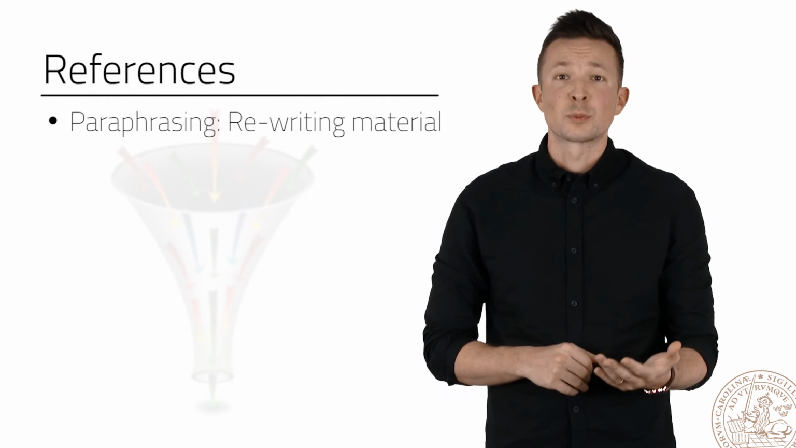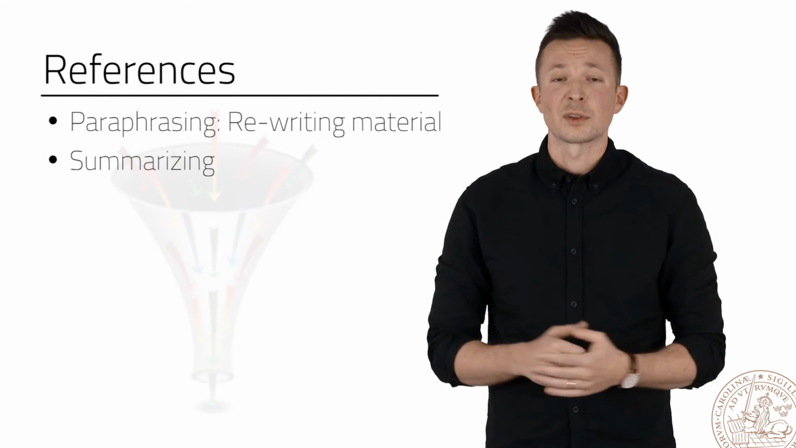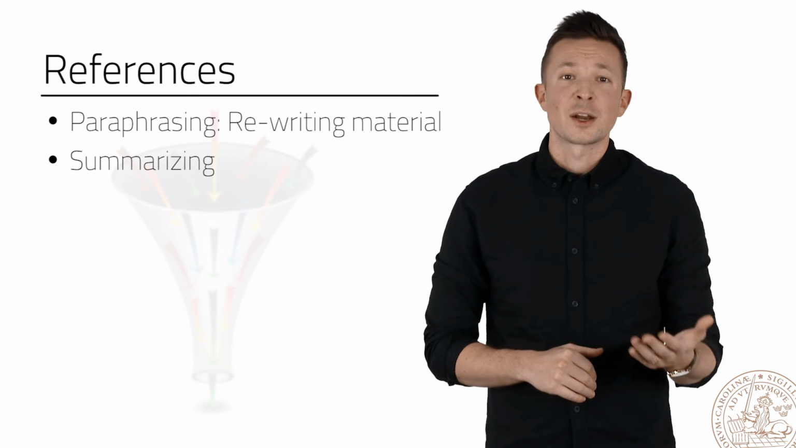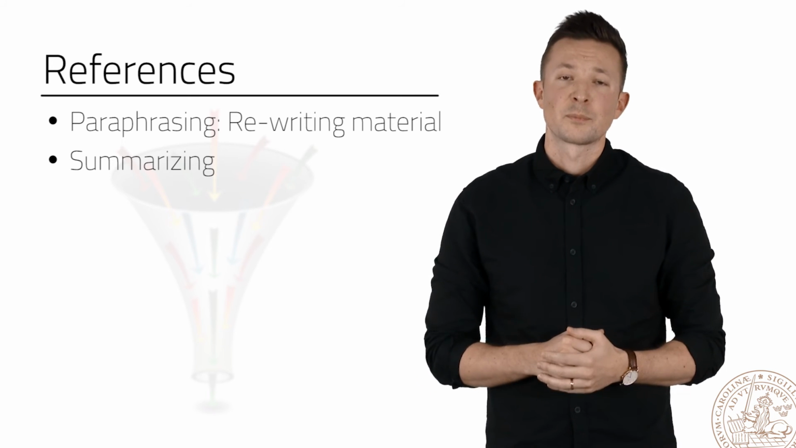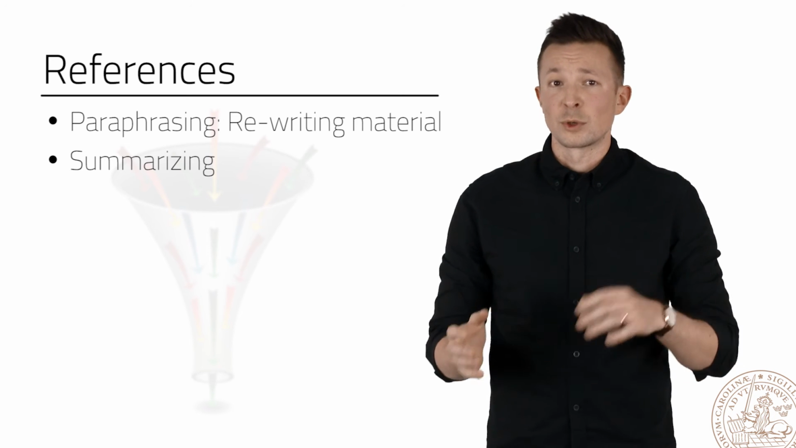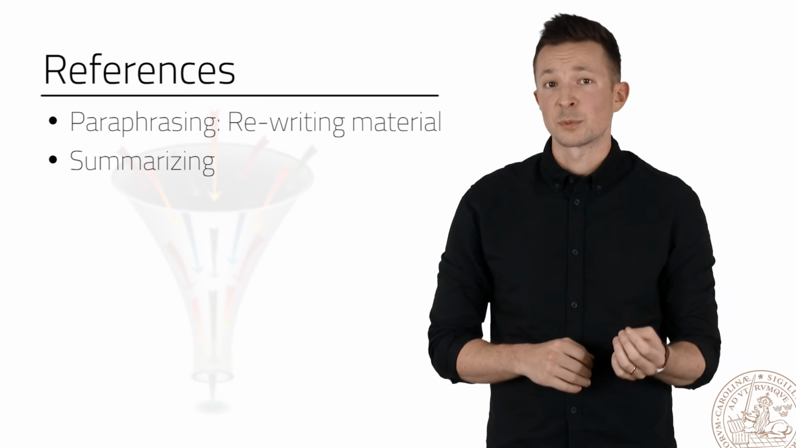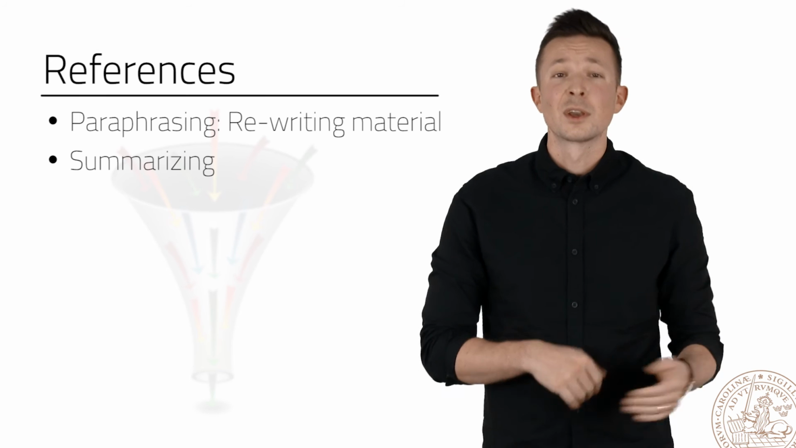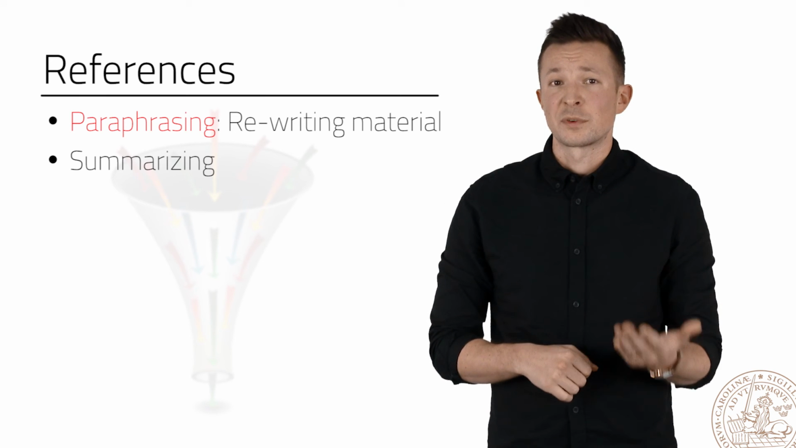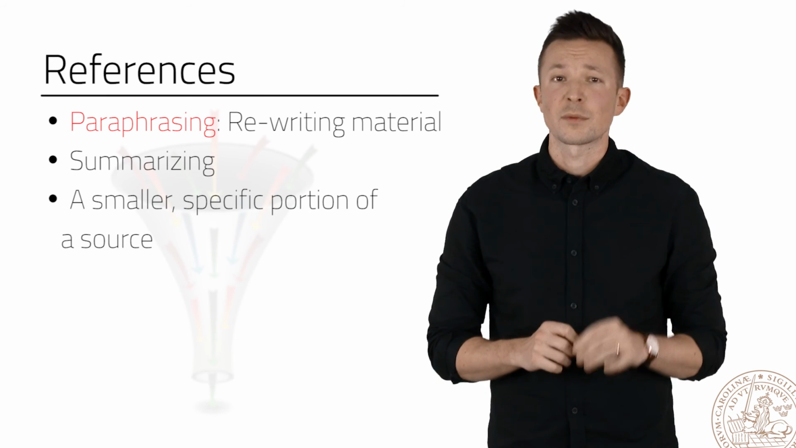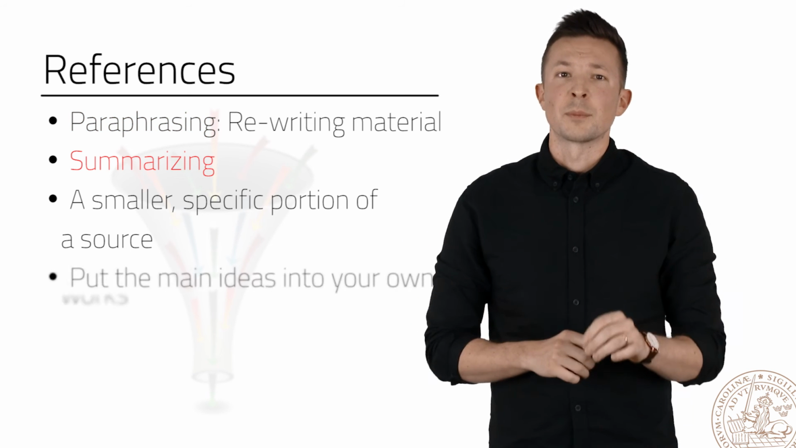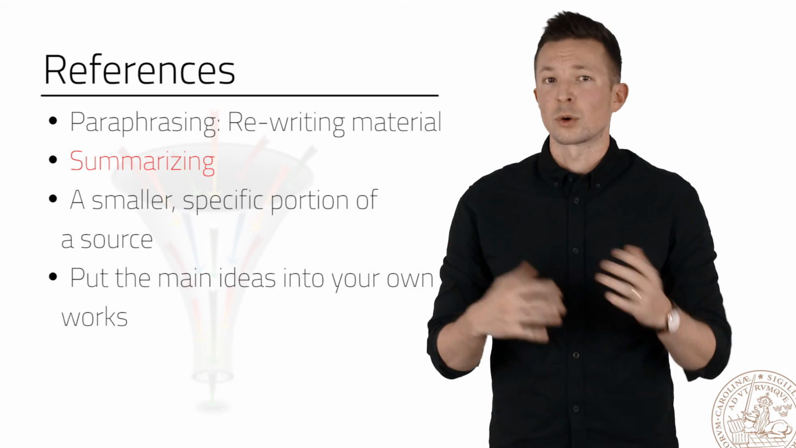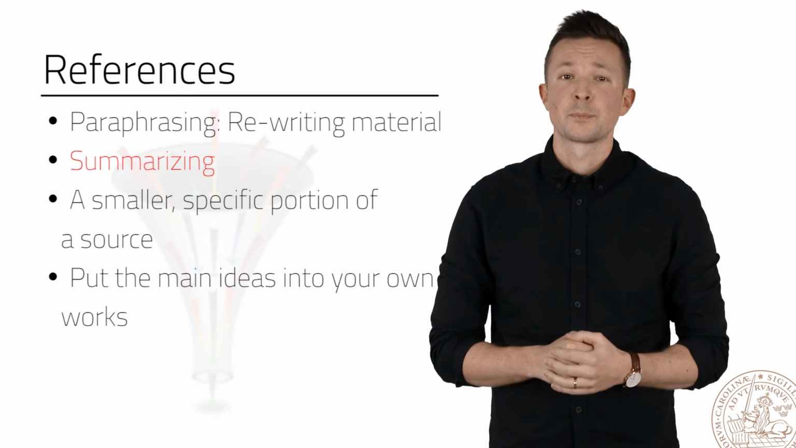Another way to use previous research is by summarizing. You can sum up an entire book or even a whole body of work in just a few sentences, in order to relate it to your own work. The difference between paraphrasing and summarizing is that while paraphrasing refers to a smaller specific portion of a source, summarizing presents an overview where you put the main ideas of, say, a book or an author into your own words.